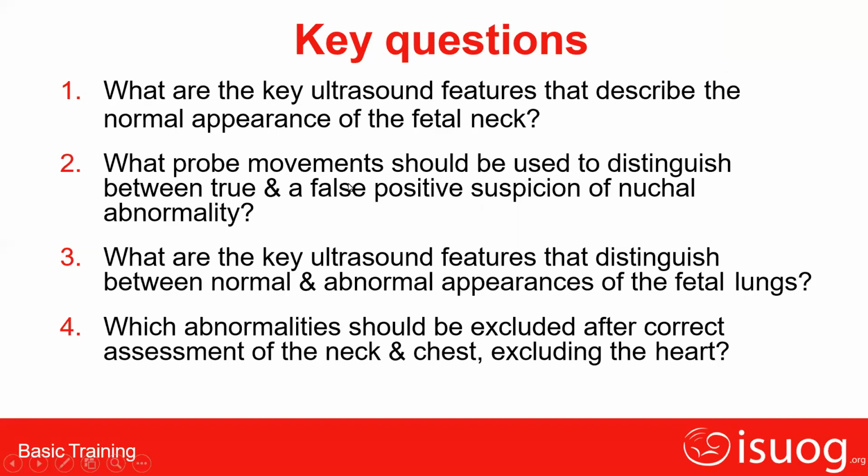What are the probe movements that should be used to distinguish between a normal and a true or false positive suspicion of nuchal abnormality? What are the key ultrasound features that distinguish between normal and abnormal appearance of the fetal lungs? And what abnormality can be detected by correct assessment of neck and chest? I will not touch the heart today because the heart will be covered by another speaker later.